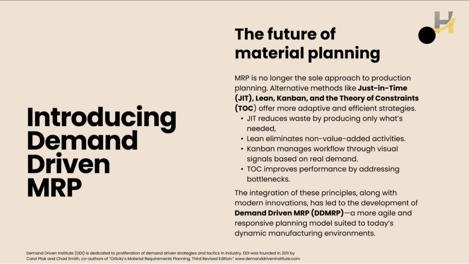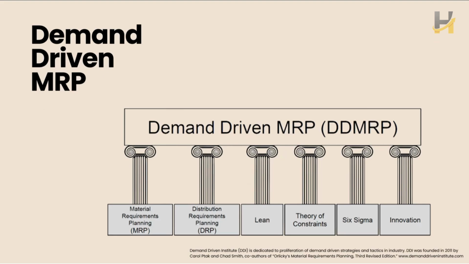Theory of constraints identifies and manages the bottlenecks or constraints. So when you start using your MRP in combination with one or more of these elements, it starts building up a foundation, and it gave birth to a new type of formal planning, which we call demand-driven planning. Demand-driven planning is essentially a platform, but it is built on a solid foundation of the traditional MRP, plus the concepts of lean, theory of constraints, Six Sigma, and innovation as well.